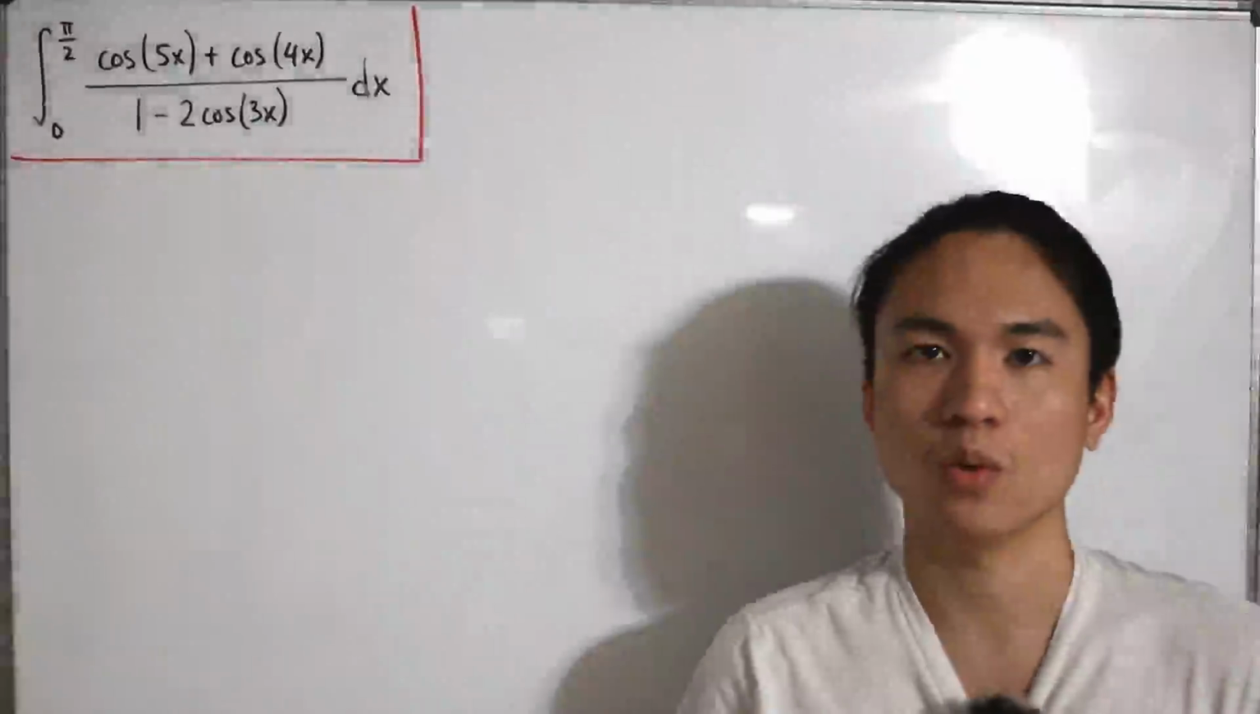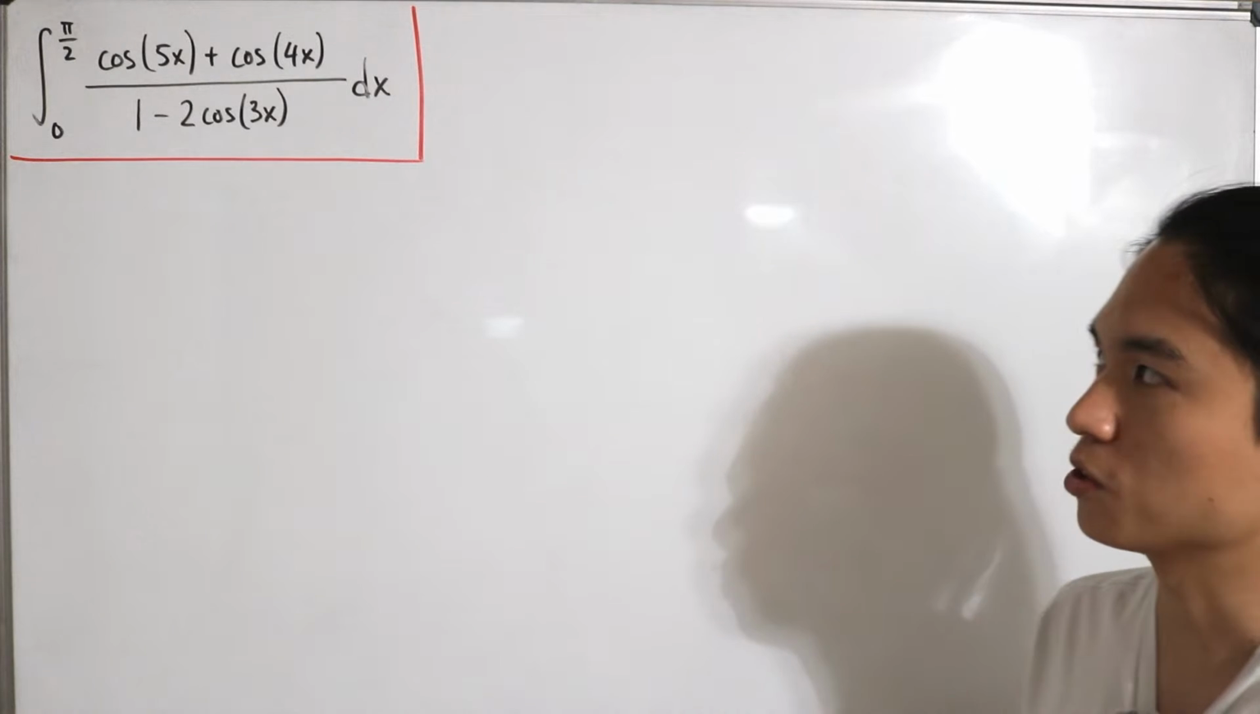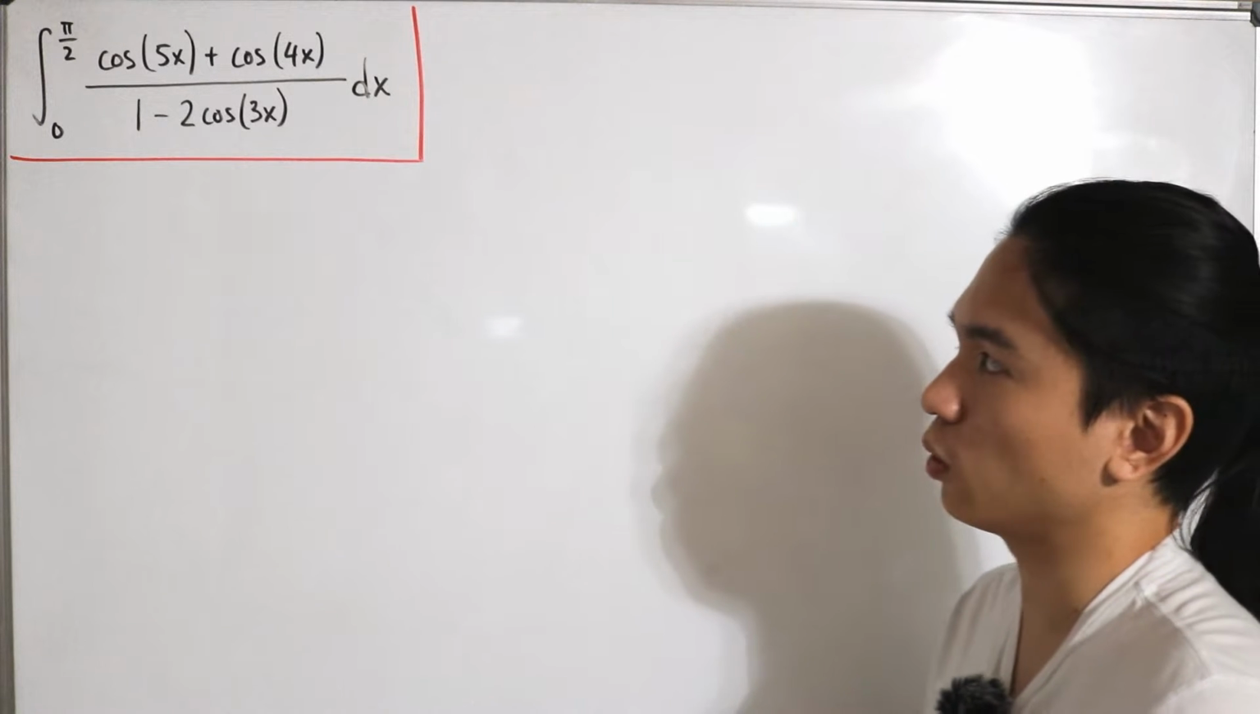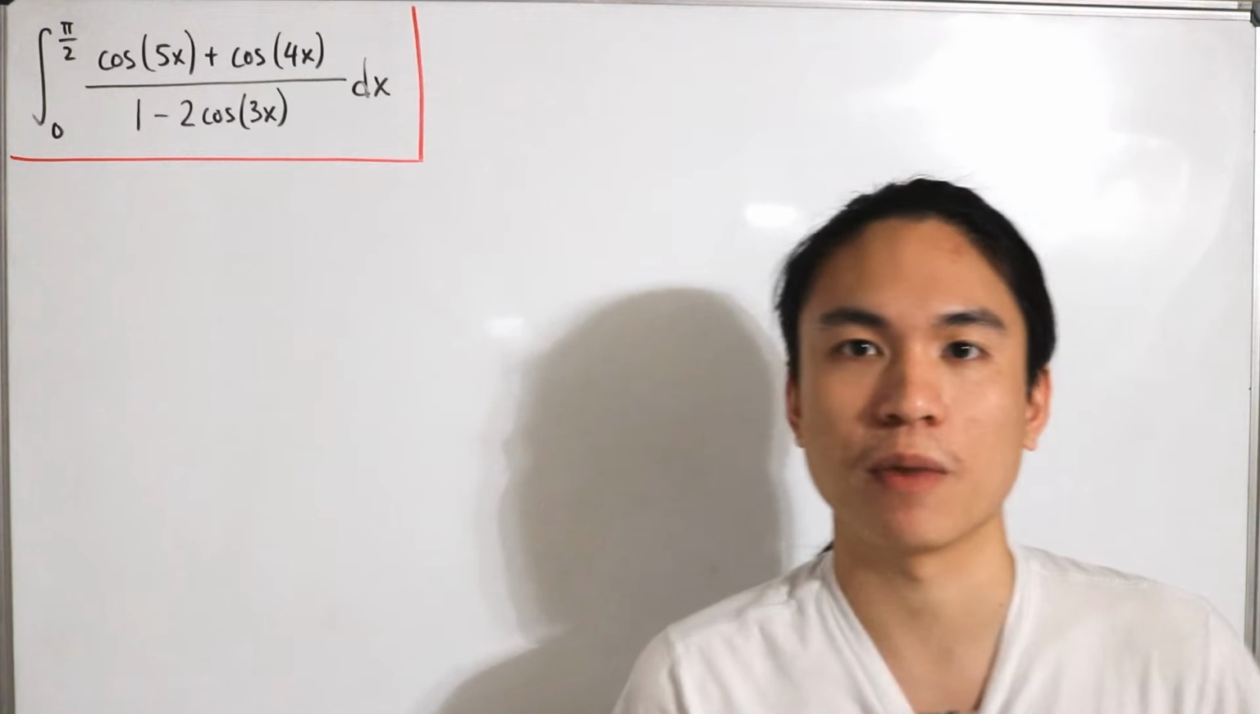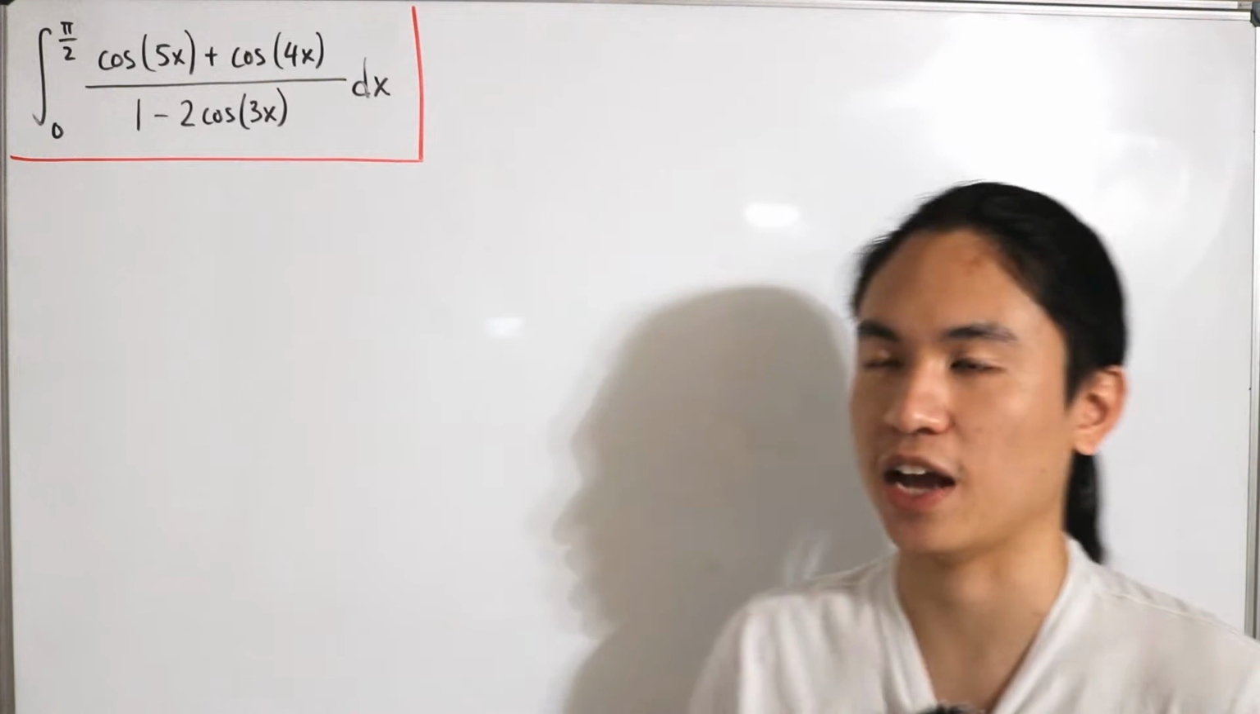Okay, so we'll go back to another video. So here's a trigonometric integral we're dealing with: the integral from 0 to pi over 2 of cosine of 5x plus cosine of 4x, divided by 1 minus 2 times cosine of 3x, dx.